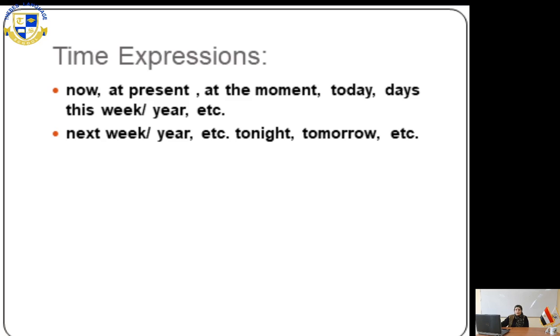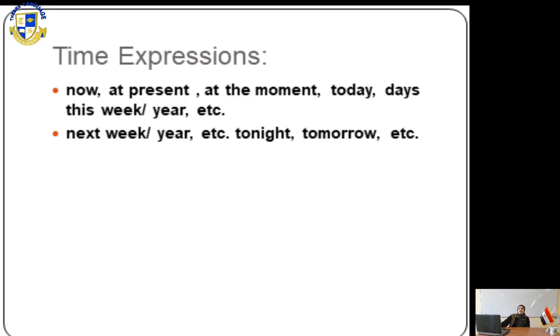New slide. As for the time expressions, we have now, at present, at the moment, today, this weekend, this year, this week, next year, tonight, tomorrow, and the last 4 of them, next week, next year, tonight, or tomorrow. Of course, these are for future simple and for present progressive if we are talking about something that we have arranged to do.